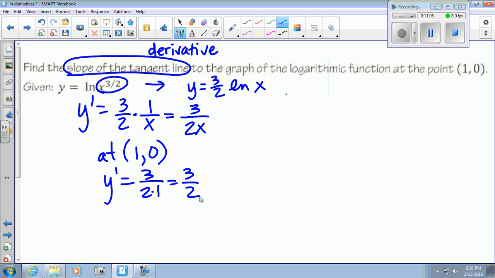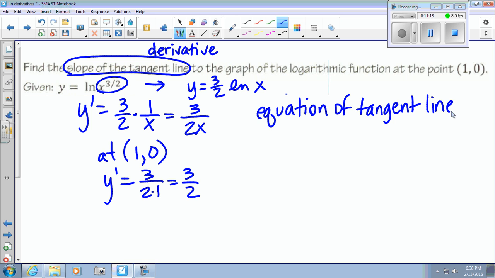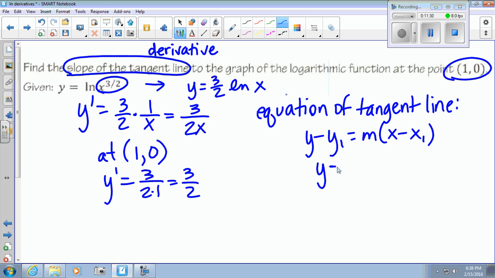And although the question does not ask us for this, let's write the equation of the tangent line. And remember, the equation of the tangent line, you're going to use your point-slope form. So y minus y1 equals the slope times x minus x1. The point given to us was 1, 0. So I would have y minus 0, or just y. My slope is what I found after I took the derivative and plugged in the point. And then x minus x1 would be 1. And I can leave it that way, or I can distribute. So anything that we were asked to do before with derivatives, we will be asked to do with the ln derivatives.